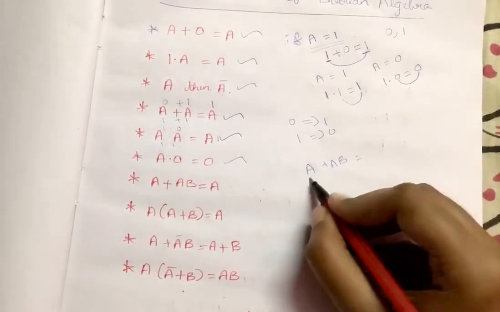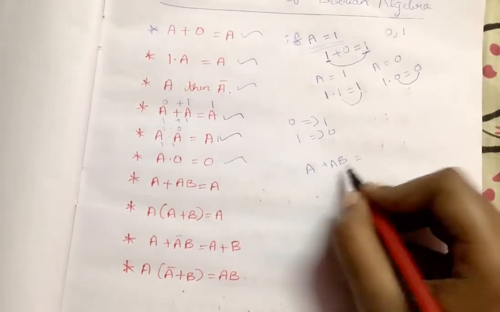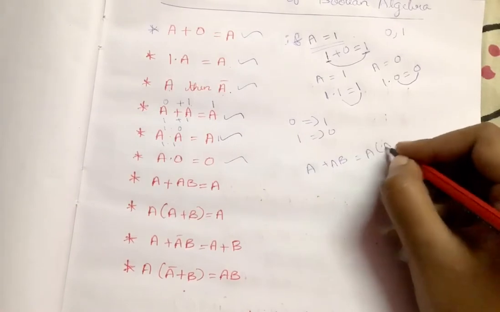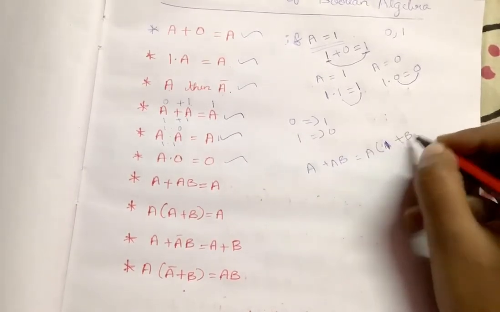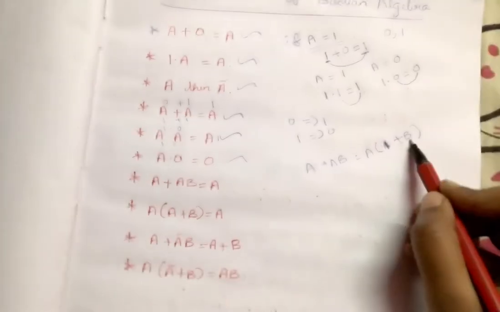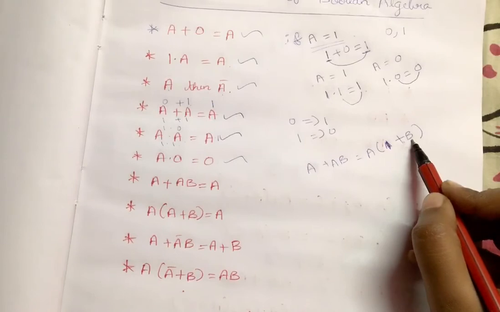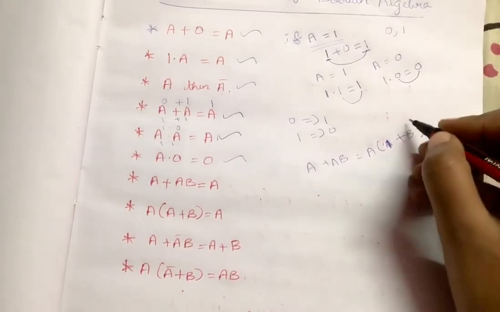Both the places A is common, so I will take A as common. So 1 plus B only will be here. Now I am going to assign a value for B. We will check this condition. I am assigning a value for B as 0.